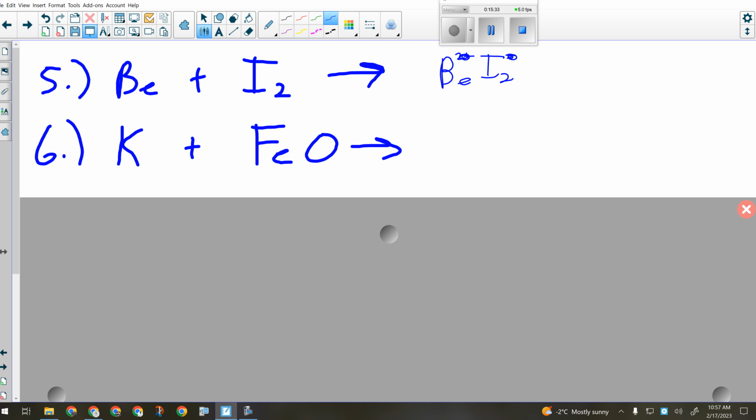All right, so what part of iron 2 oxide is potassium going to replace? It's going to replace the iron, right? Okay, so that means iron is going to end up by itself, and potassium is going to end up with oxygen. All right, so I identified the type, I used the pattern to figure out who goes with who.